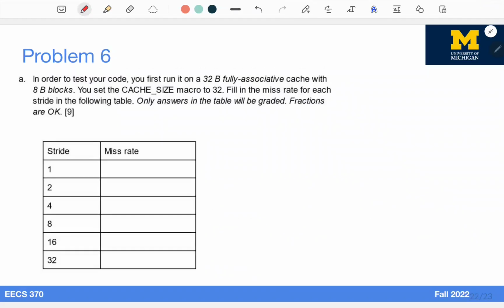In question A, we have a 32-byte fully associative cache with 8-byte blocks. So from this information, we know that our array should have 64 entries. And there should be 32 bytes divided by 8 bytes equals 4 different blocks.